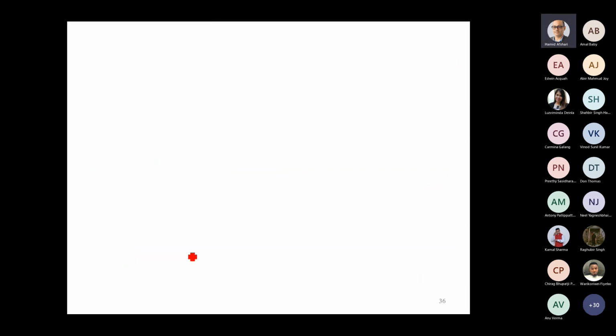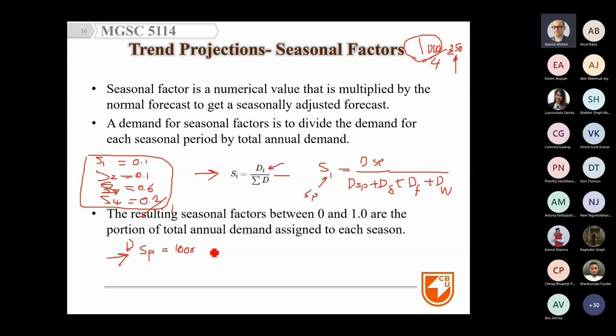It will be 1,000 multiply. How much is the 100? 0.1. Okay, so I'm going to sell 100 jackets in summer. Yes. What about demand in summer? So the same numbers, yeah? Yes, because we have the same fractions, so it will be 100.